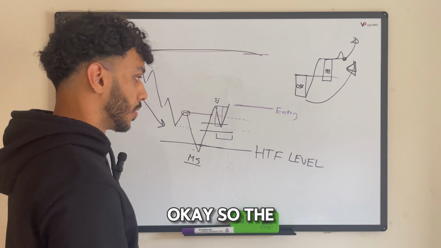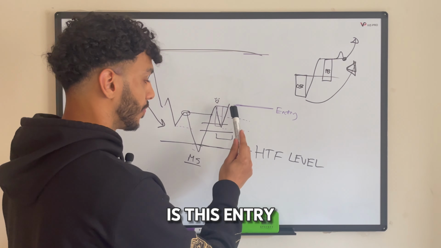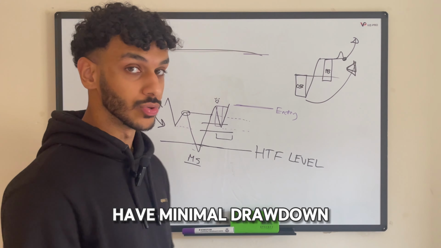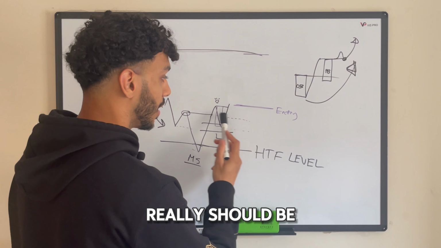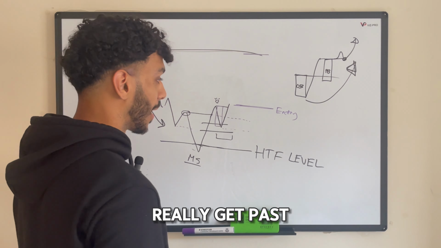Okay, so the other thing I will say is this entry, typically you're going to have minimal drawdown. Like I said, the propulsion block really should be respected, and price shouldn't really get past 50%, even trade past 50%. So with the propulsion block, one, you could be quite aggressive with the stop, although I wouldn't say you should. But the other thing is that this is going to lead to a low resistance move. So when you get into this trade, more times it's just going to run to target. Whereas when you enter in and around this level, sometimes it's going to be a bit slow. It's going to respect the level. It's going to be playing around in that level sometimes.